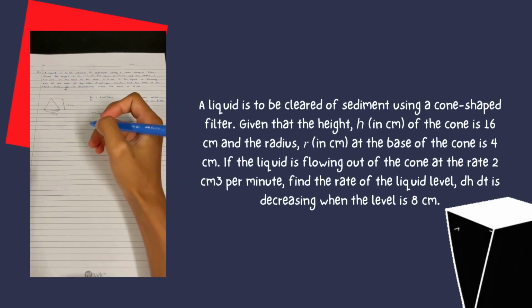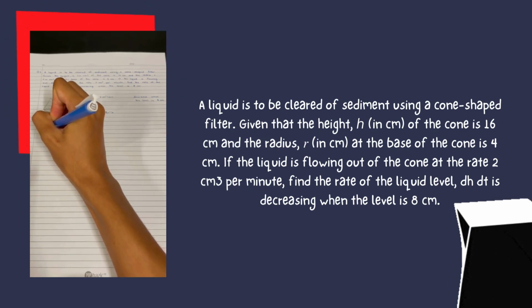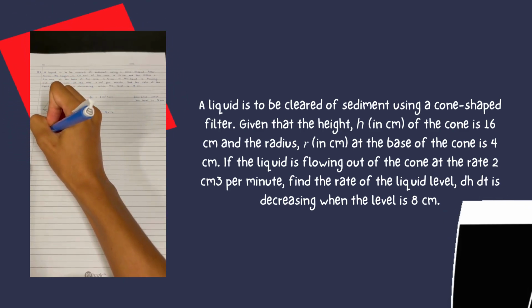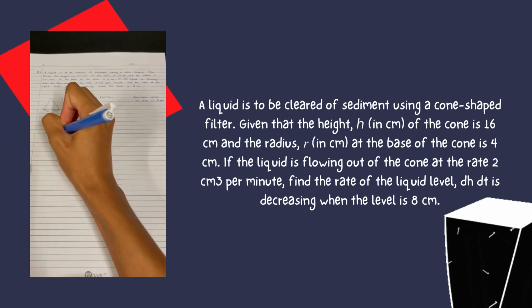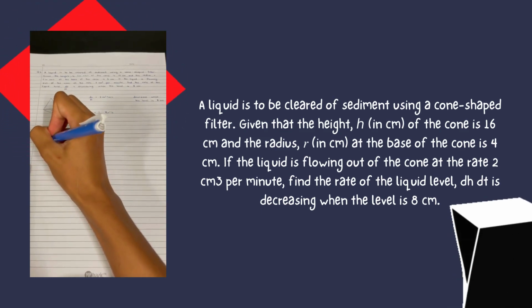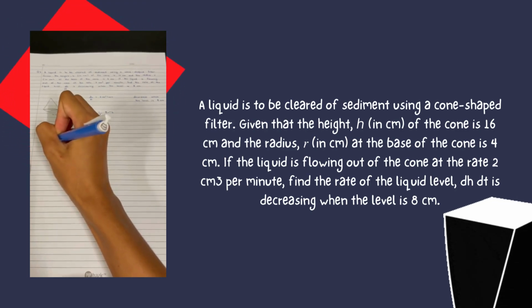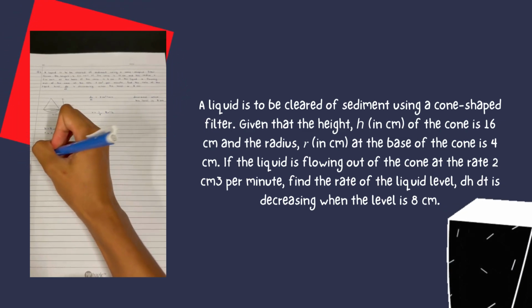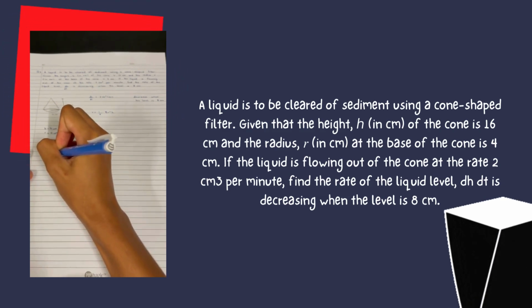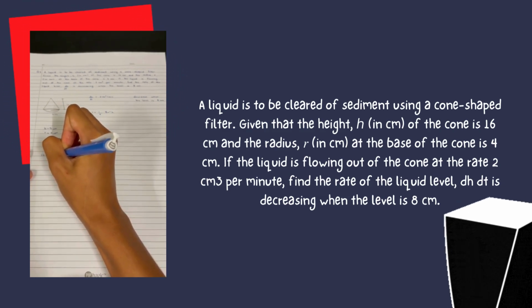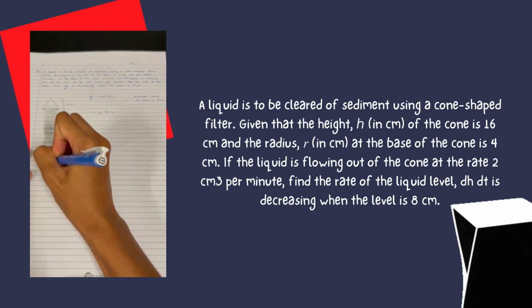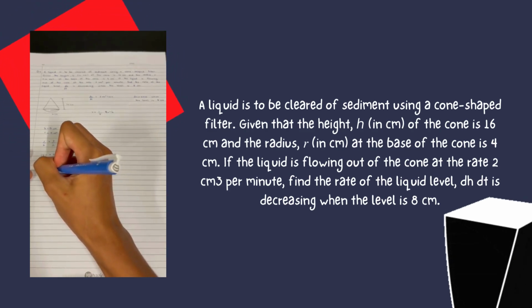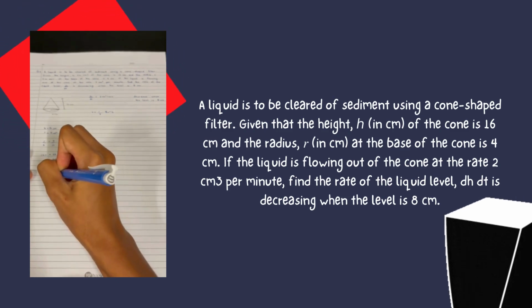First of all, by using the formula for calculating the volume of a cone, which is 1 over 3 pi r square h, we are going to replace the r to find the dh over dt. So we need to do the ratio first. H equals 16 cm and r equals 4 cm. We use the ratio formula, which leads us to r per h equals 4 over 16. Then we transfer the h to the back, so r equals 4h over 16, and then we get r equals h over 4.